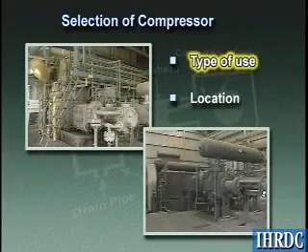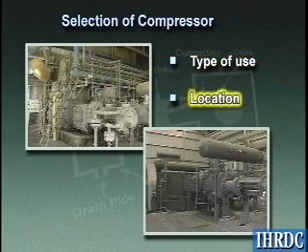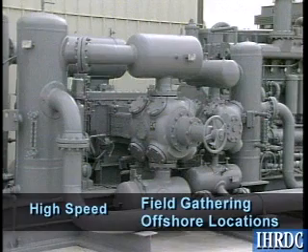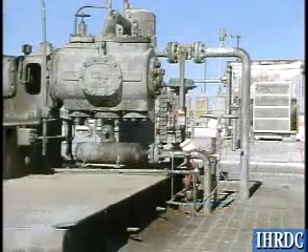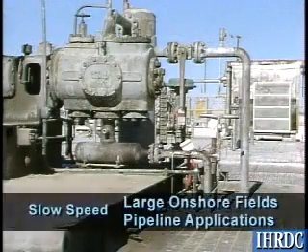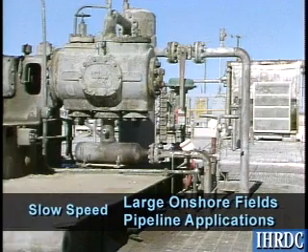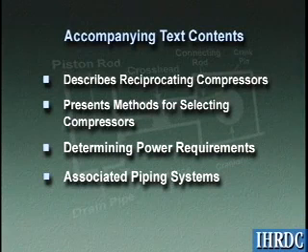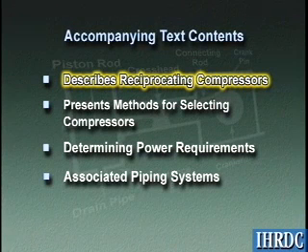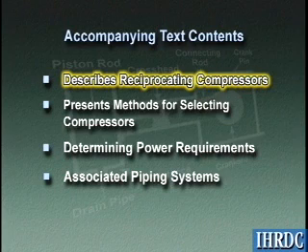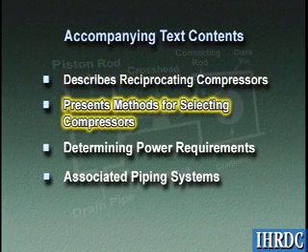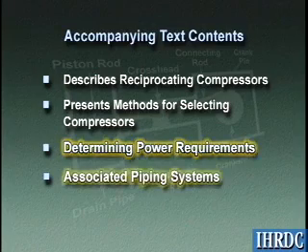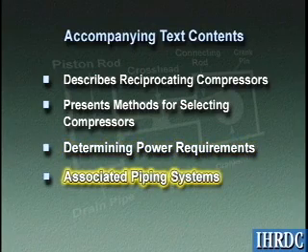Selection of compressors depends on the type of use and its location. High-speed compressors are mostly used for field gathering and for offshore locations. Slow-speed compressors are common in large onshore fields and for pipeline applications. The text that accompanies this presentation describes reciprocating compressors and their various components in detail, and presents methods for selecting compressors, determining power requirements, and designing the associated piping systems.